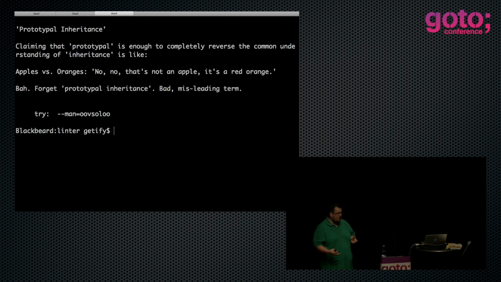I liken putting prototypal in front of inheritance and pretending that it reverses to me holding an apple in one hand and an orange in the other, and then suggesting to you, no, no, no, that's not an apple, it's just a red orange. It's absolutely ludicrous. You'd look at me like I was crazy. It doesn't matter what word I put in front of it. It doesn't change the intrinsic nature that that thing is an apple. So you can't put prototypal in front of it and then get to pretend that that doesn't mislead people into thinking something that's not actually true.